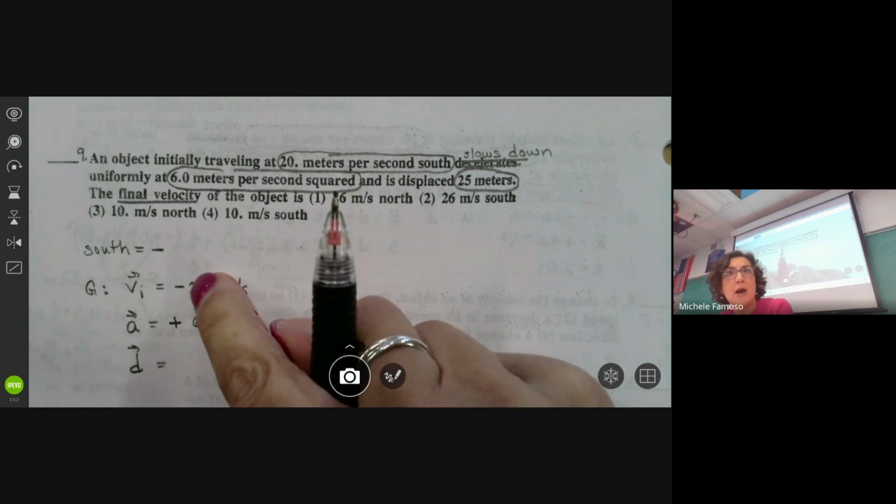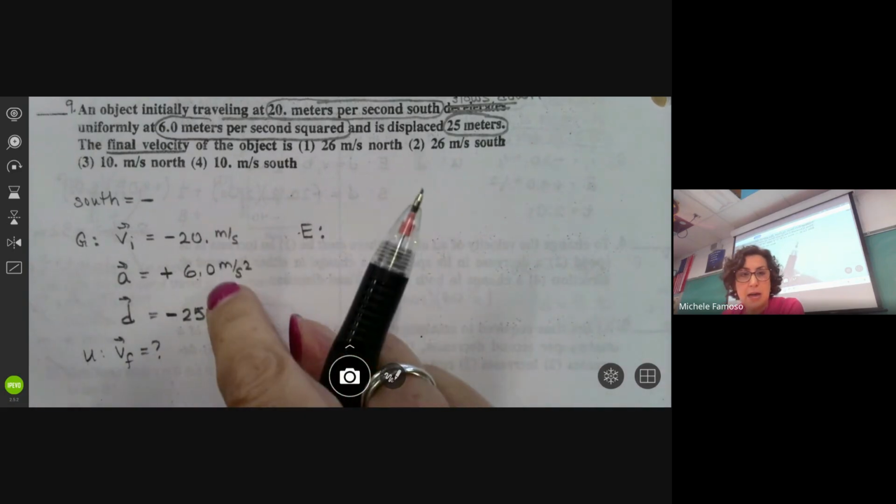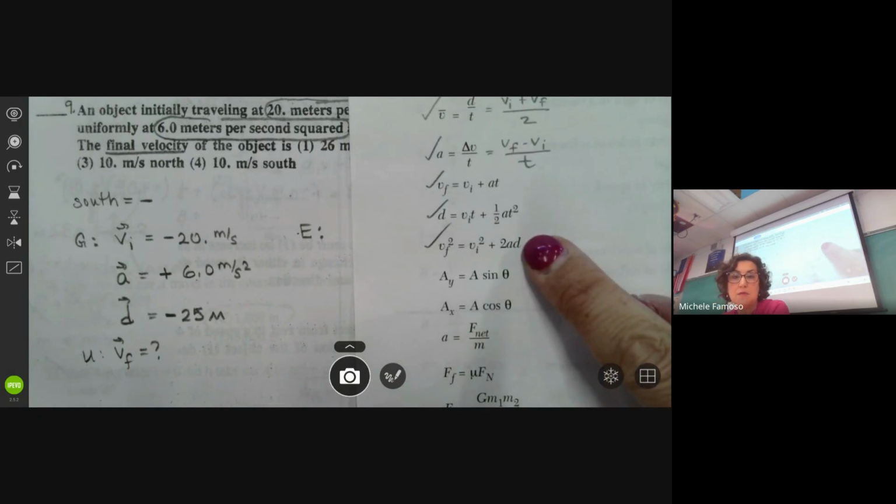Now think about this for a minute. If you're going south and you're slowing down, which way did you end up moving? South, right? So the displacement should also be negative 25 meters. Your unknown is the final velocity, VF. So the equation that I'm going to pick that has VI, A, D, and VF, doesn't have time, is this one. VF squared is VI squared plus 2AD.